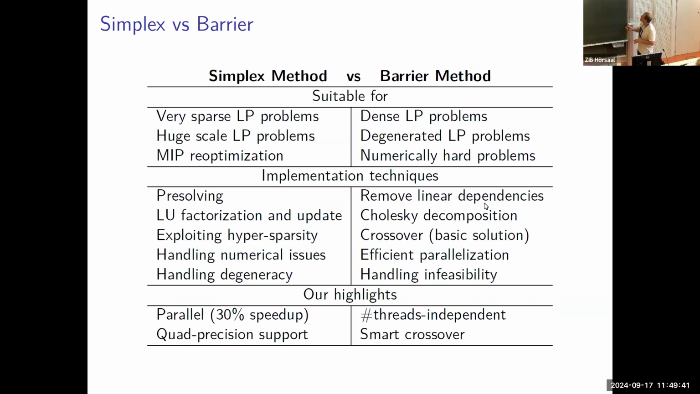So this is a slide that tries to highlight the differences and benefits of simplex versus barrier. Maybe I'll go over it a little bit quickly and just say that simplex is better suited for extremely sparse problems, and if you want to do MIP re-optimization, it relies on LU factorization, whereas the barrier method relies on Cholesky factorization, or if you solve the augmented system, you have to do something else.